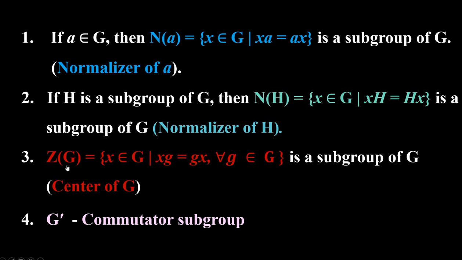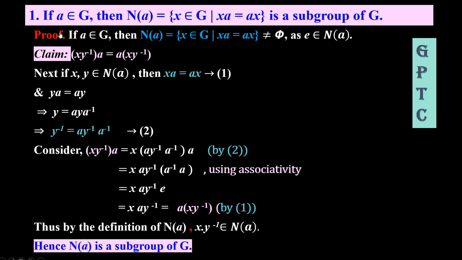And the center of G, which is denoted as Z of G, is those elements of G which commute with all the elements of G. So N of A is just those elements which commute with A only, but this is those elements which commute with all the elements of G. We are going to show that this is also a subgroup of G, and the description of the commutator subgroup is also given, and we are going to have an example from a non-abelian group, namely S3. So first we will establish that N of A is a subgroup of G.